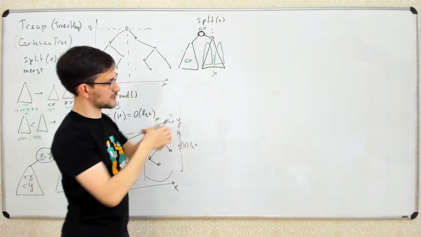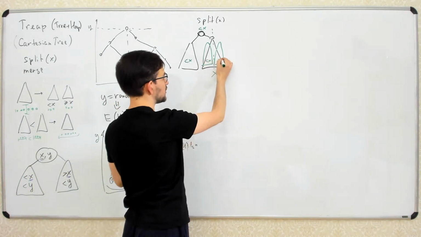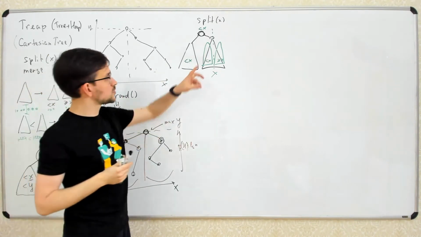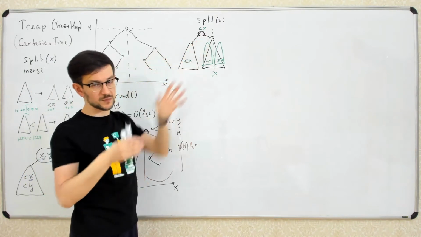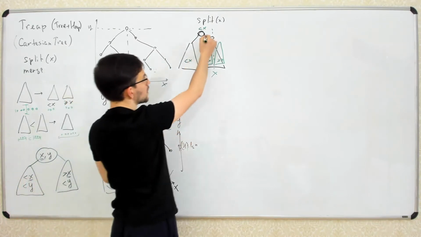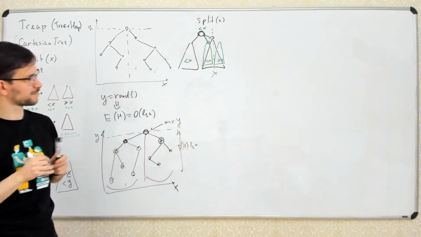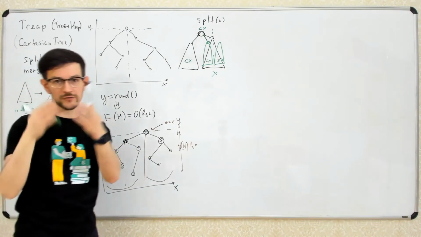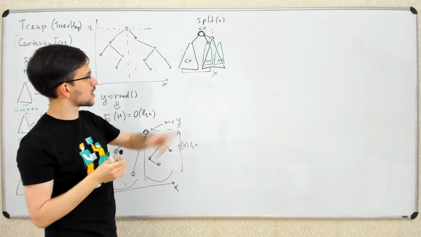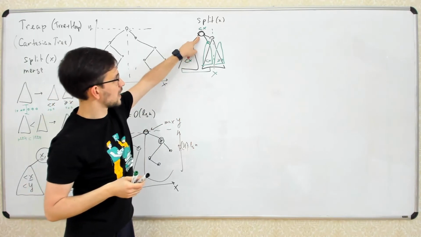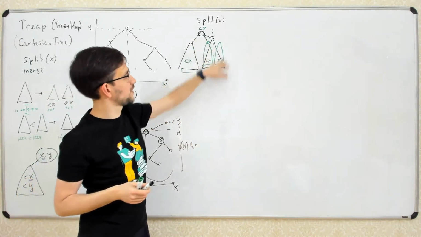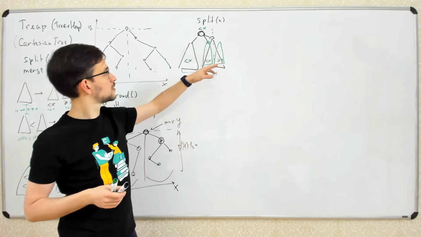Now, these elements are less than x. These elements are greater or equal than x. And now all we need is to put this left part as the right child of this root. So we'll just put this left part here. That's all. And now we have two trees. This is the first tree. These are all elements less than x. So all elements less than x are the left subtree, the root, and the left part of the split right subtree. And all elements greater than x are just the right part of the split right subtree. So that's all.